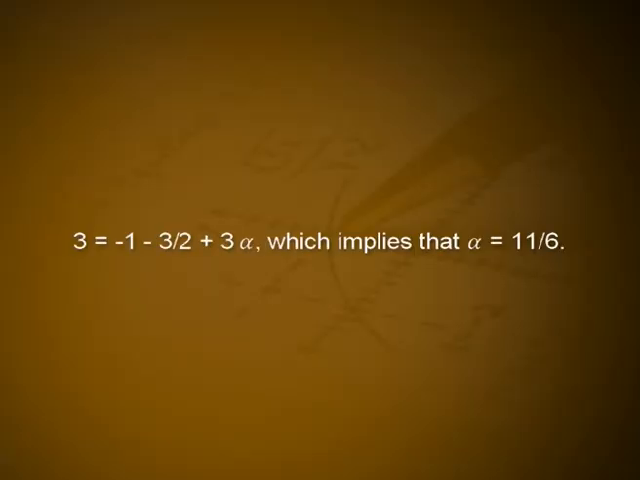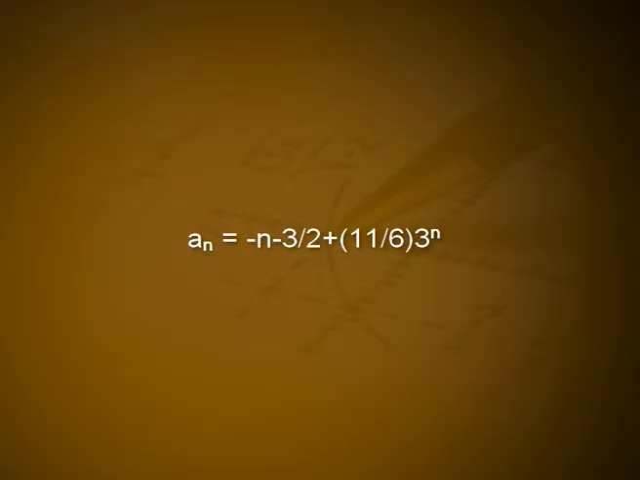By the theorem, all solutions are of the form an is equal to apn plus ahn, which is minus n minus 3 by 2 plus alpha into 3 raised to n. To find the solution with a1 is equal to 3, let n is equal to 1 in the formula we obtained for the general solution. We find that 3 is equal to minus 1 minus 3 by 2 plus 3 into alpha, which implies that alpha is equal to 11 by 6. The solution we seek is an is equal to minus n minus 3 by 2 plus 11 by 6 into 3 raised to n. Now, try to solve the given questions.